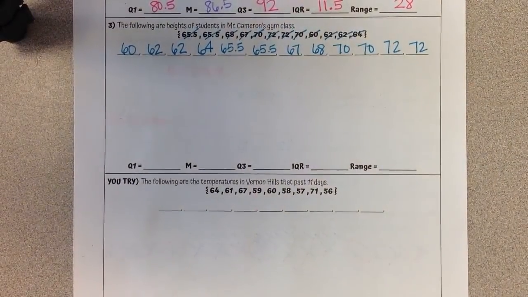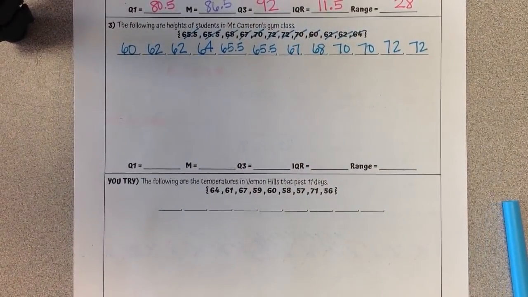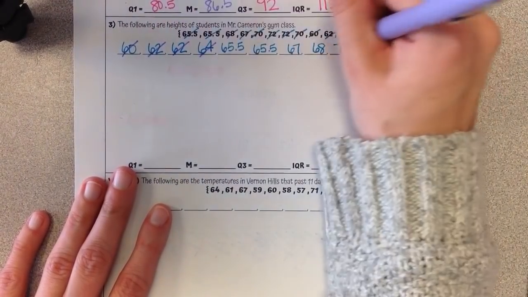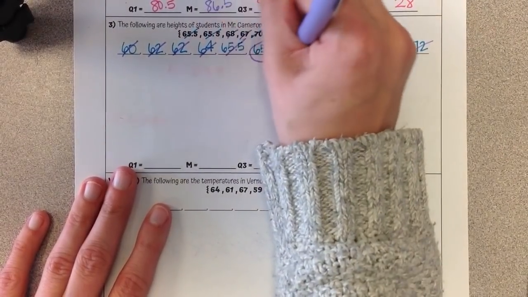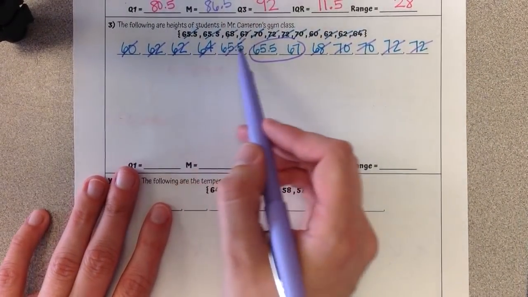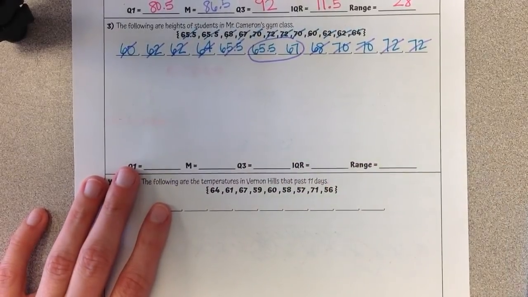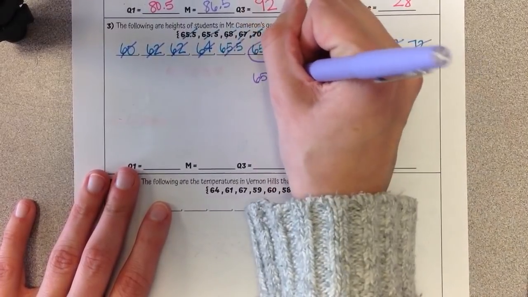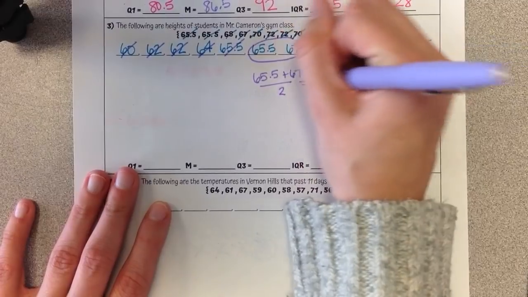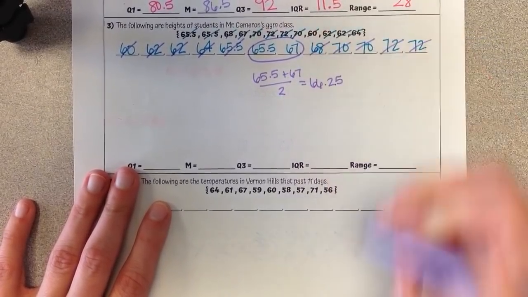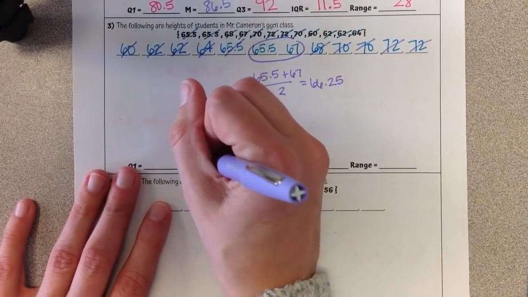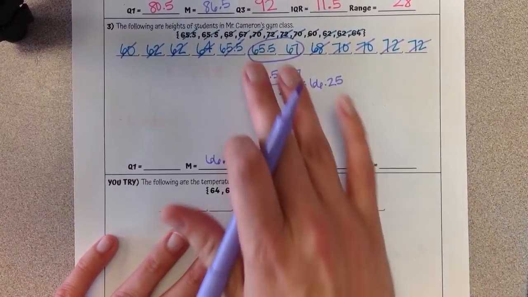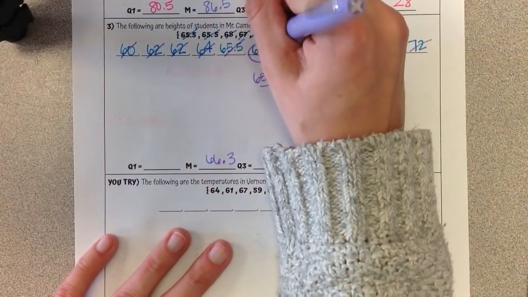All right, let's find our median. Crossing off. Lowest, highest, lowest, highest. In this case, again, we have two values in the middle. We had 1, 2, 3, 4, 5, 6, 7, 8, 9, 10, 11, 12 data values. When there's an even number, there should be 2 in the middle. So I'm going to add 65.5 plus 67, divide by 2, and I get 66.25 for my median. I'm going to round that to about 66.3 or 66 3/10.